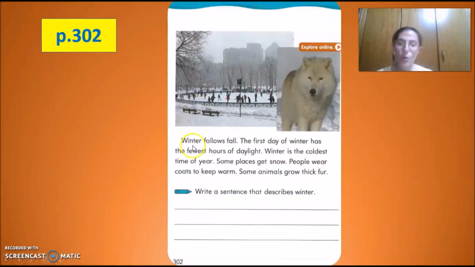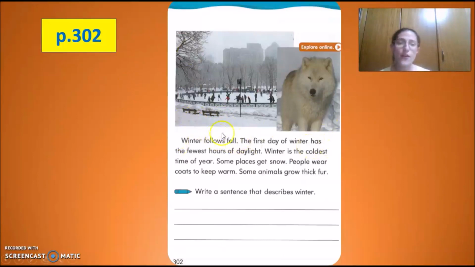Now, they're telling us that the winter follows the fall. We know that the winter comes after the fall due to the fact that the seasons roll in a pattern format, which means they come in the same order year after year. And we know that we have fall, winter, spring, and summer, or spring, summer, fall, winter. So in both cases, the winter follows the fall. It means it comes after the fall.